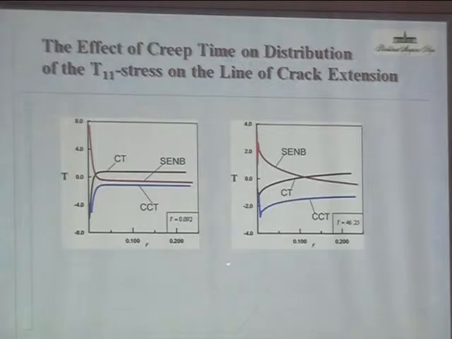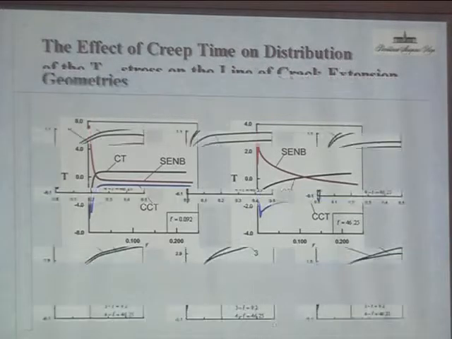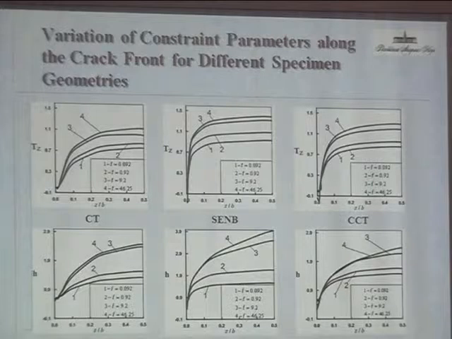The effect of creep time on the distribution of the T11 stress on the line of crack extension is given for the mid plane of the specimen. And you can see two pictures. The first one is small scale creep conditions, and the second one is extensive creep conditions. For small scale creep conditions, we have some stabilization of T11 stress outside of a very small region ahead of the crack tip. But for extensive creep conditions, we haven't stabilization of this parameter ahead of the crack tip.